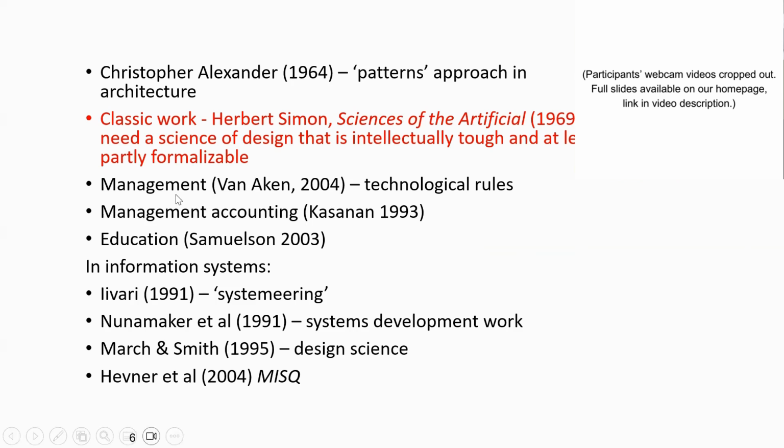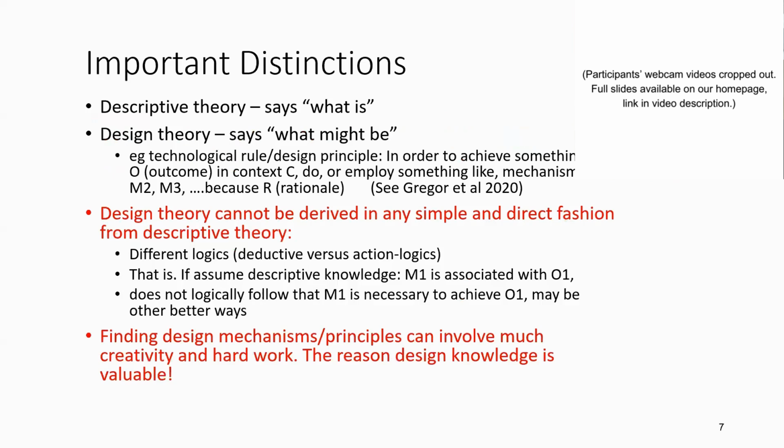And we had a lot more work in different areas, in management accounting, education. In information systems, we had Juhani Iivari, 1991, he called it systemeering. J. Nunamaker referred to a systems development approach. March and Smith started talking about design science. And then there was the major article by Hevner and others in MISQ, which really legitimized the idea in mainstream IS.